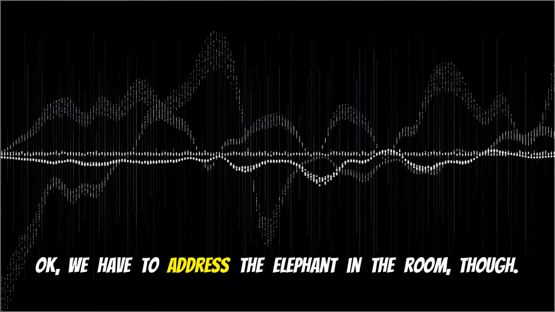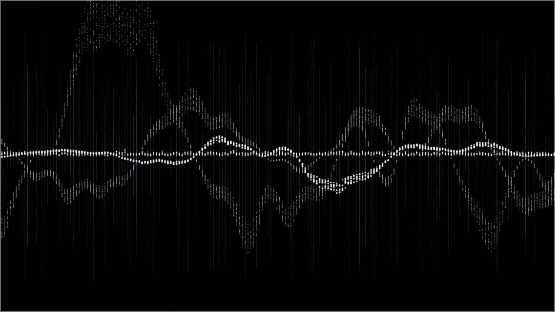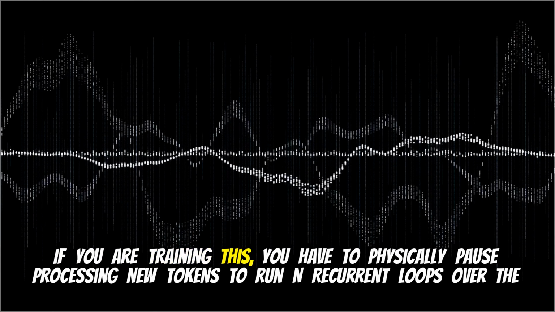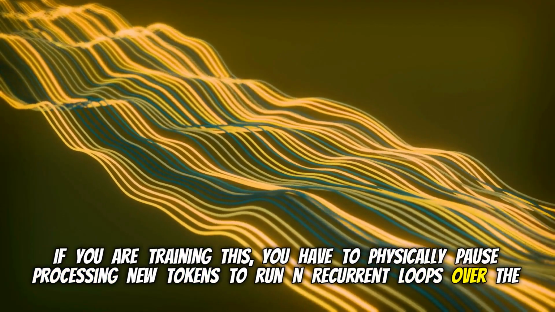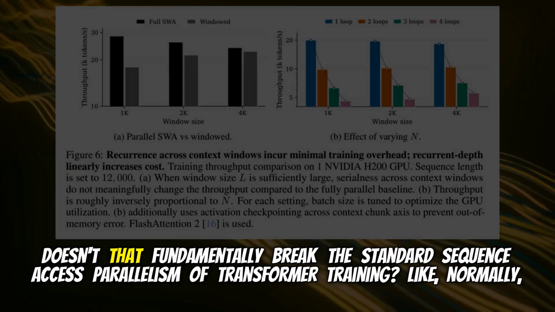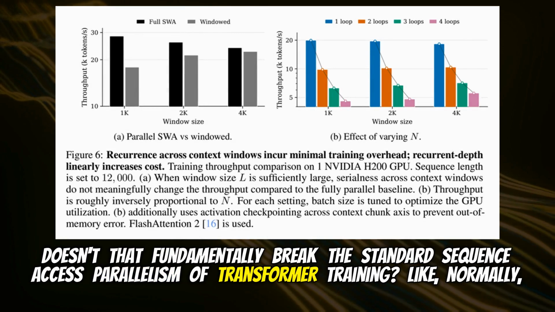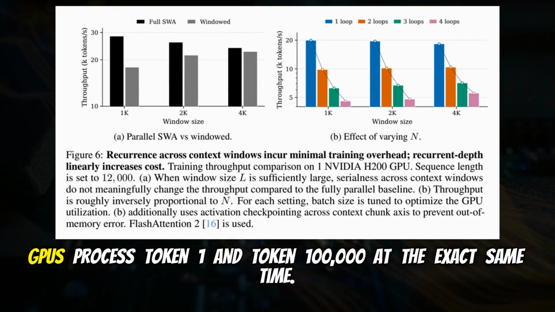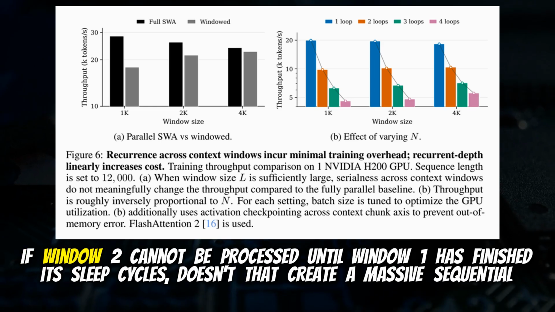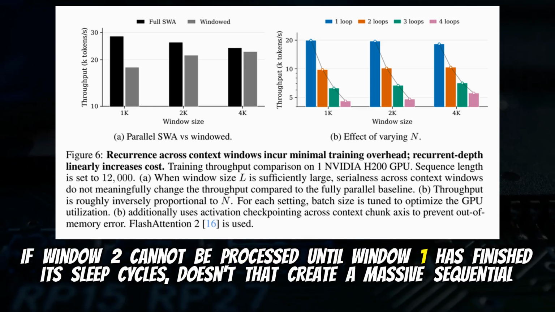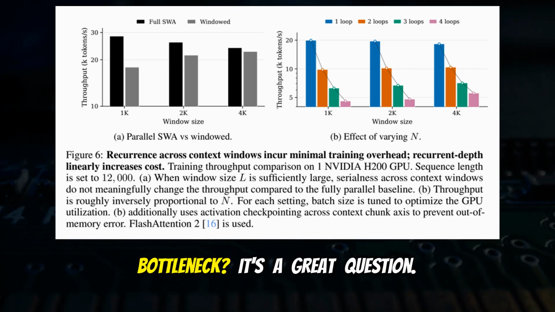Absolutely. Okay, we have to address the elephant in the room, though. No architectural improvement in machine learning is free. Never. If you are training this, you have to physically pause processing new tokens to run non-null recurrent loops over the current context window. Doesn't that fundamentally break the standard sequence axis parallelism of transformer training? Like normally, GPUs process token 1 and token 100,000 at the exact same time. If window 2 cannot be processed until window 1 has finished its sleep cycles, doesn't that create a massive sequential bottleneck?